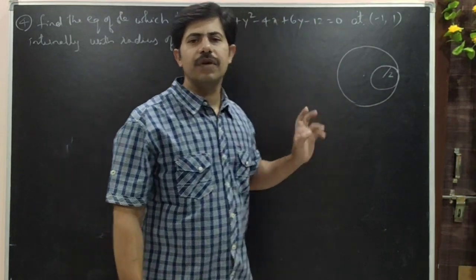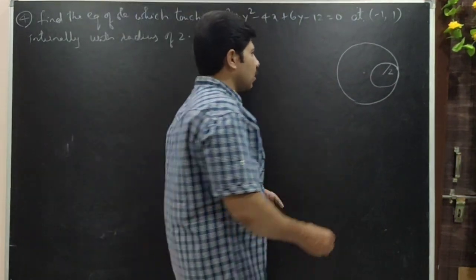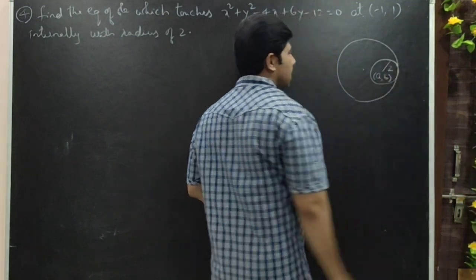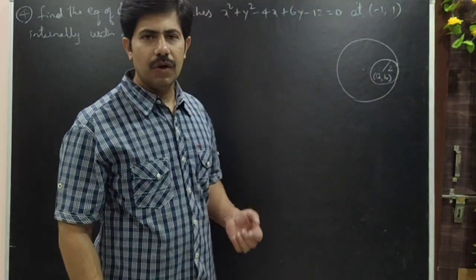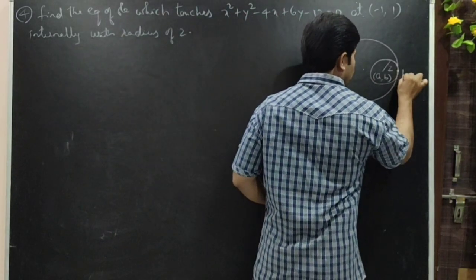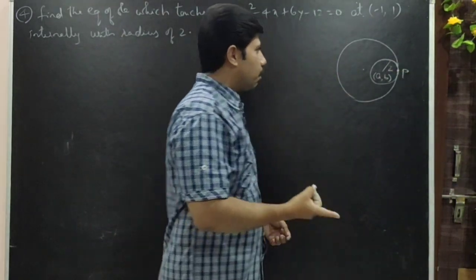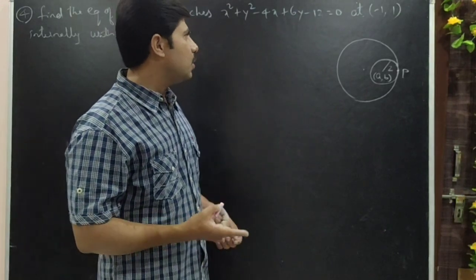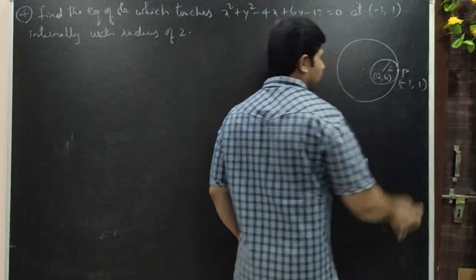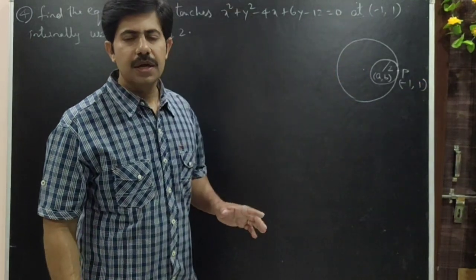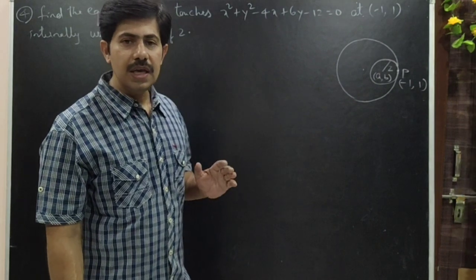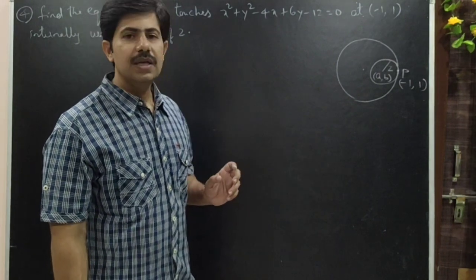So here also we have to find out the center of the required circle. We assume the center of the required circle as a comma b. And one more important thing is the point of contact of these two, I represent it as P. The point of contact of these two circles is given as minus 1 comma 1. And this minus 1 comma 1 is nothing but ECS.